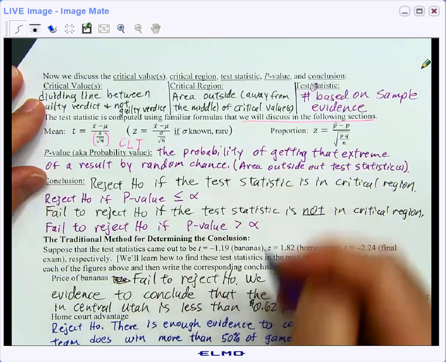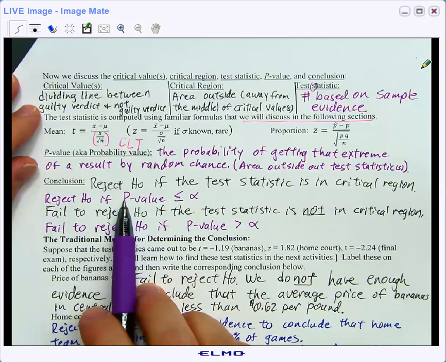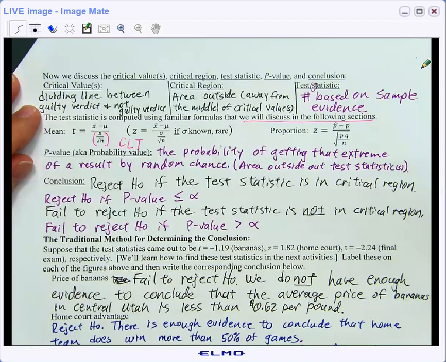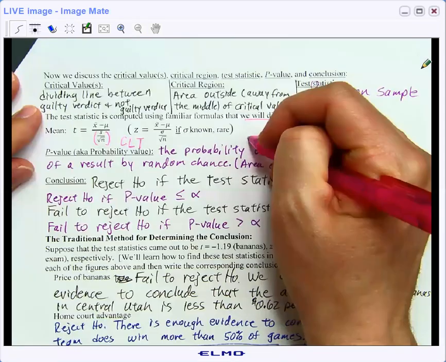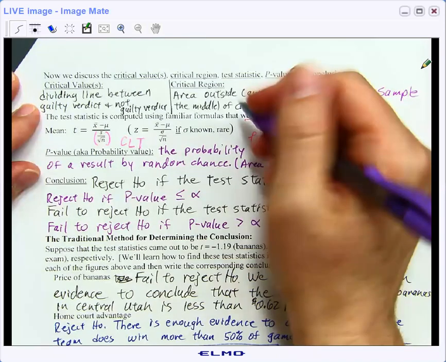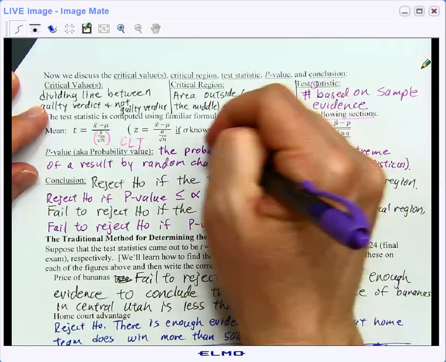Now notice that I'm using a capital P here because P stands for probability value, where remember on the binomial, little p stood for the population proportion, and big P is the probability value.